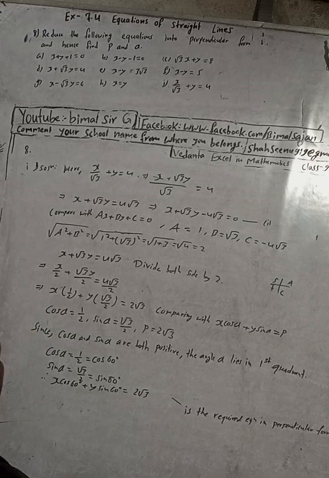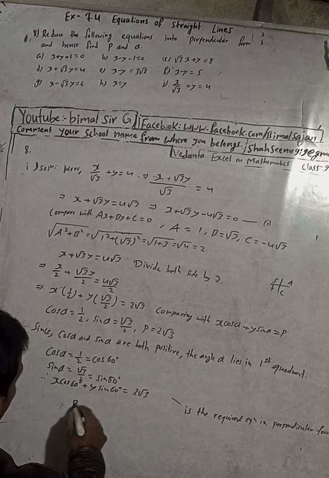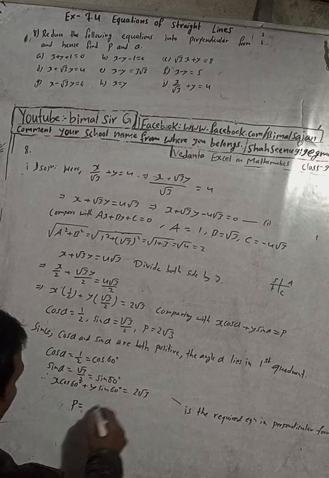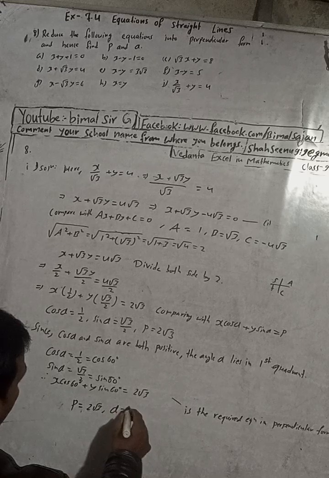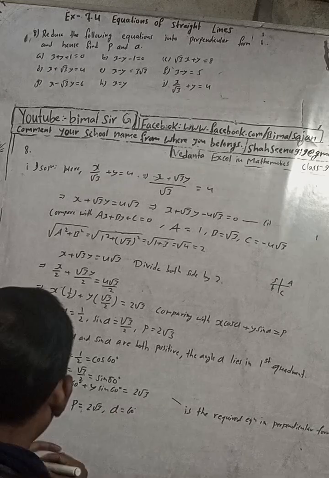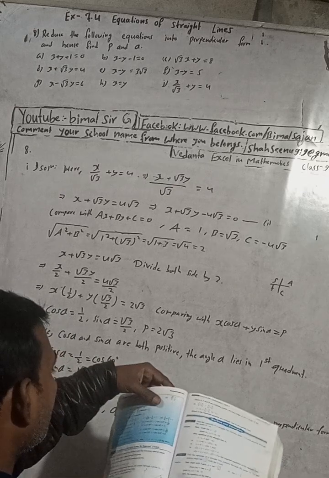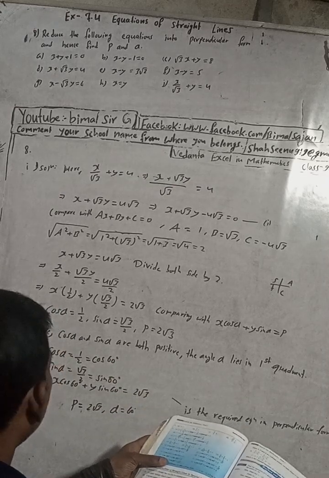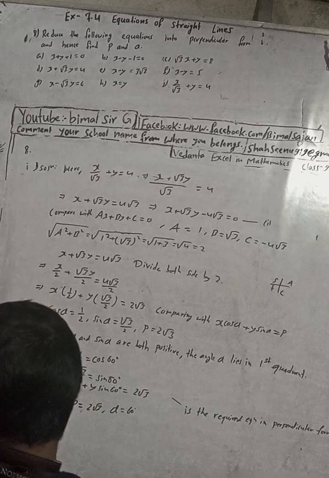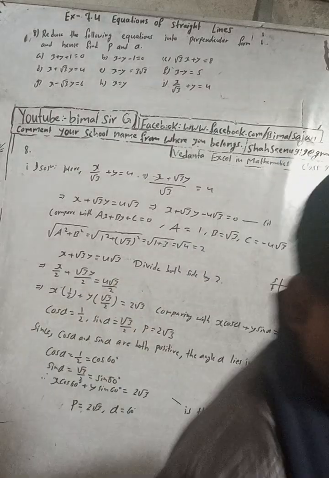Now we got this equation in the perpendicular form. Now we have to find p. So what is p here? P is equal to 2 root 3 and alpha value is equal to 60 degree. So now let me check. x cos 60 degree, y sin 60 degree is equal to 2 root 3. So dear subscribers, viewers and students, this is the solution.